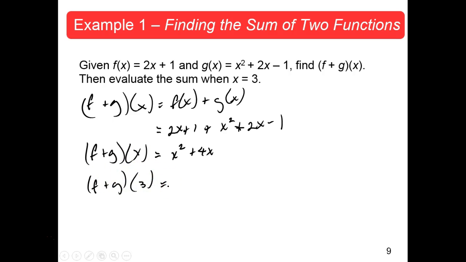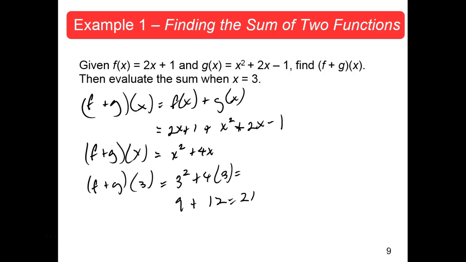And how do we do that? So, plug it in. What does that give you? Okay, it would be 3 squared plus 4 times 3. And that would be 9 plus 12 equals 21. All right. So, pretty easy to evaluate once you had the sum function. It wasn't bad if you wanted to evaluate originally.